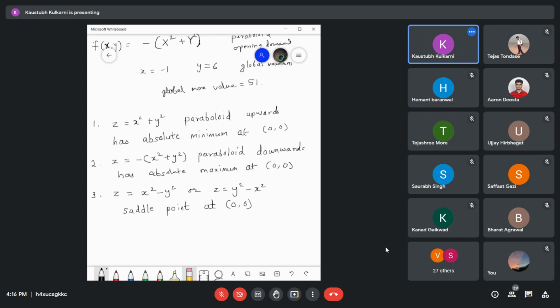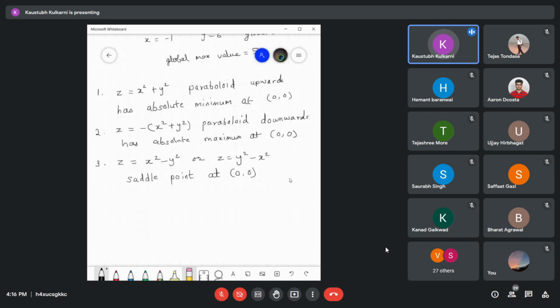So now coming to the second partial derivative test. In this case, we have second partial derivatives. Because we have two variables, there are several possibilities. One possibility is f of x x, meaning the first partial derivative was with respect to x, and the second partial derivative also is with respect to x.